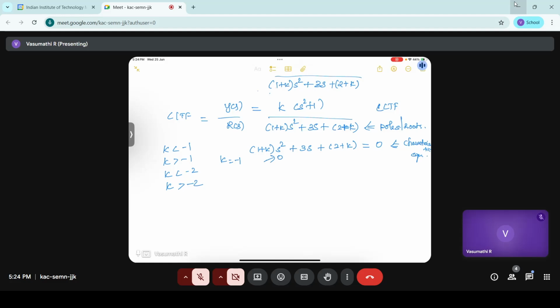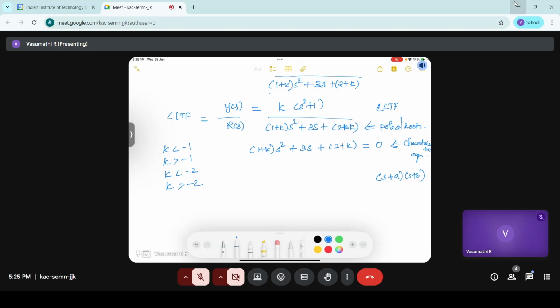This will become 3s plus 1k is equal to 0. I think that will be easy in this case. Instead of putting it in inequality terms, I am going to find the transfer function root itself. That will be easy. For this system to be stable, the roots should be in terms of s plus a into s plus b, right?